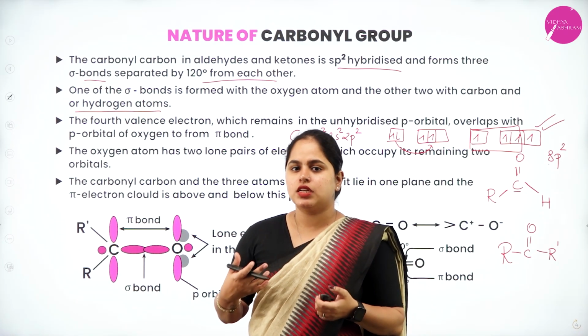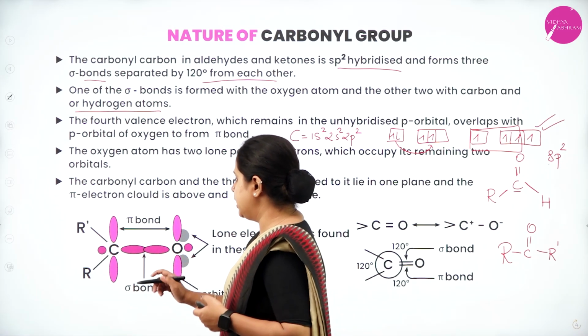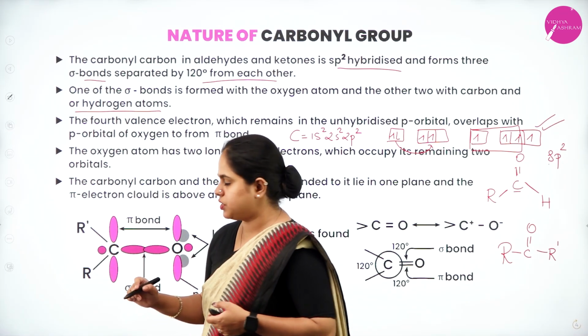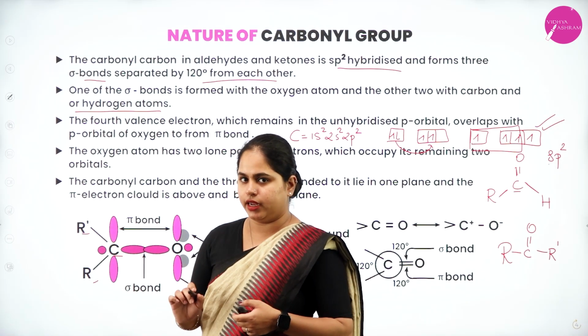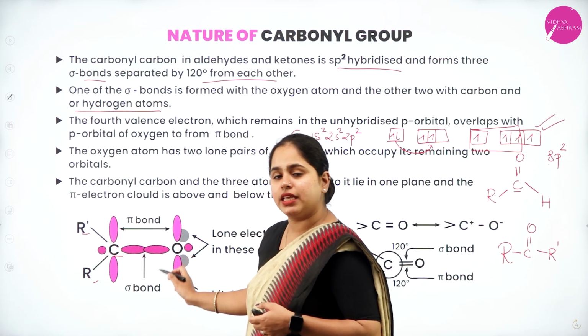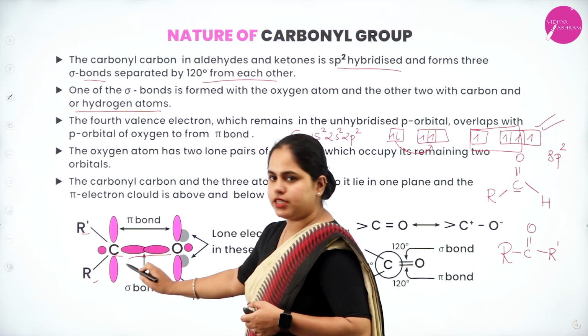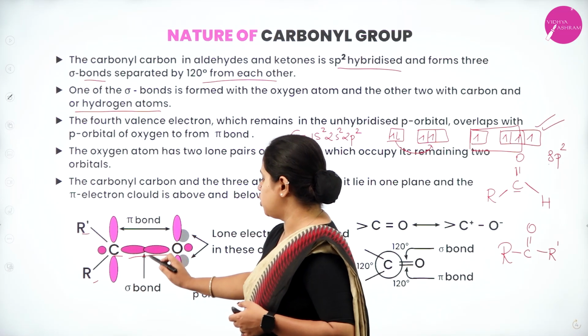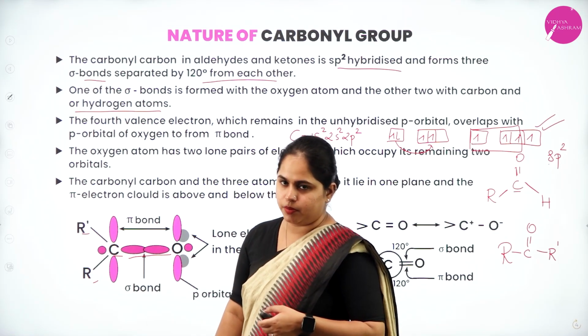So let us discuss the structure and the nature of the carbonyl compound, right? So as you can see here, this is a ketone which is represented here. You have the carbon and on either side you are having an alkyl or aryl group. So here you can see carbon atom is forming a sigma bond with the oxygen atom, which is shown here. One hybridized orbital of carbon and one hybridized orbital of oxygen is overlapping with each other and forming a sigma bond here, right?